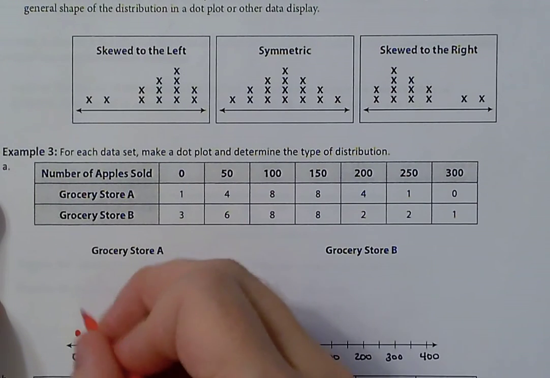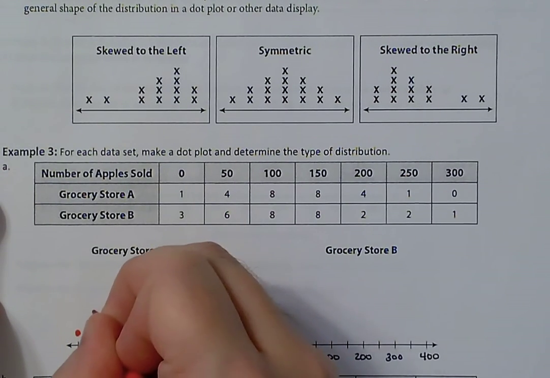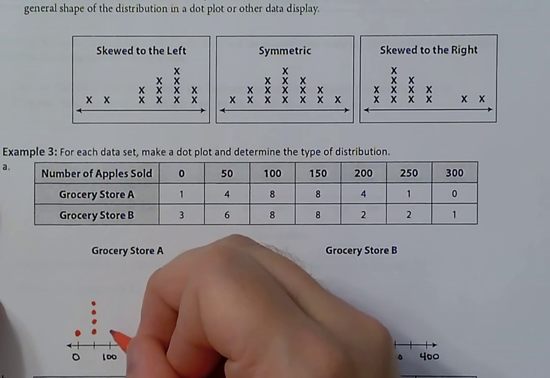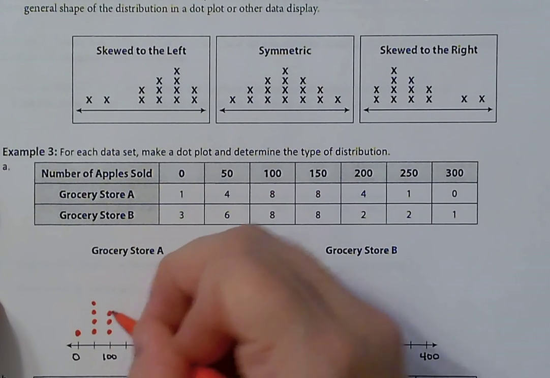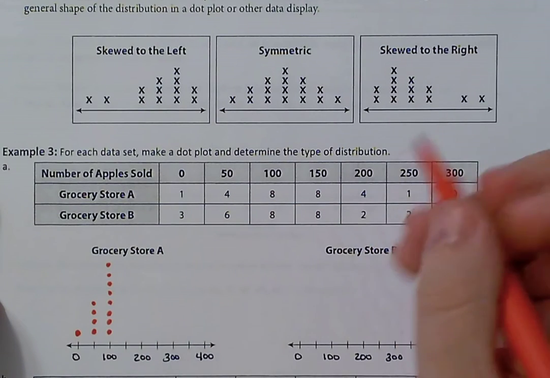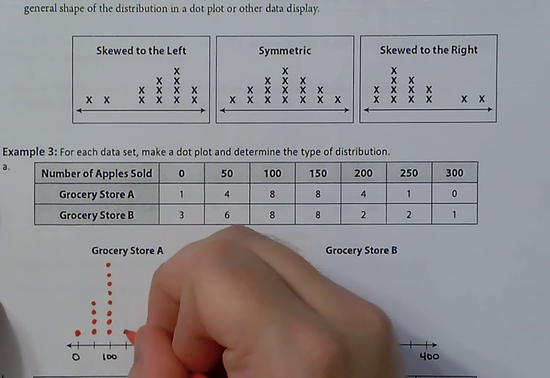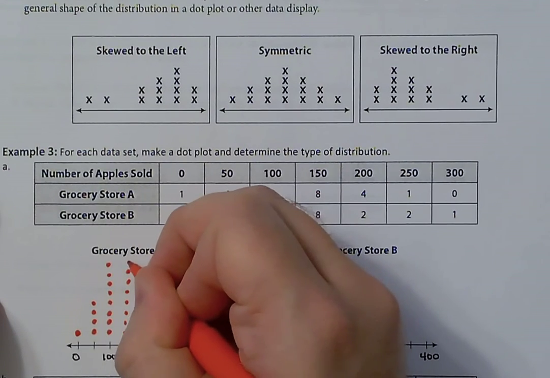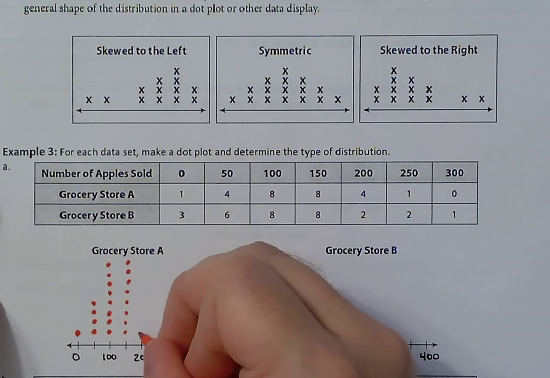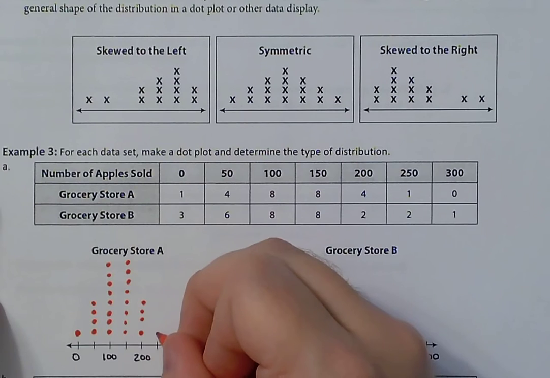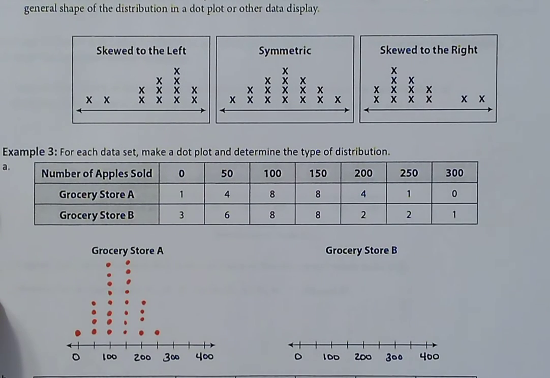50 is 4. So 1, 2, 3, 4. At 100, it's going to be 8. So it's going to be 1, 2, 3, 4, 5, 6, 7, 8. At 150, it's 8. So 1, 2, 3, 4, 5, 6, 7, 8. 200, it's 4. 250 is 1. And then 300 is 0. So that is our first dot plot.